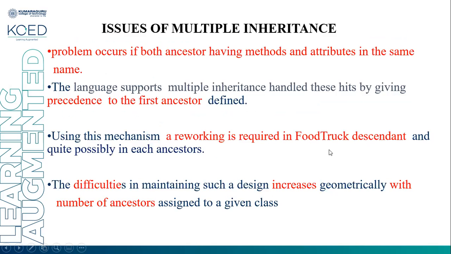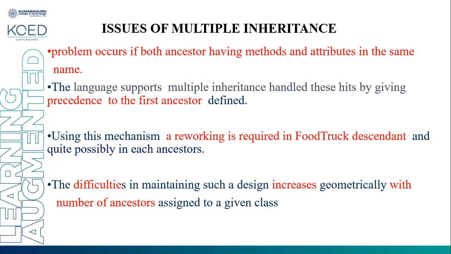Doing a rework is a complicated process. The difficulties in maintaining such a design increase geometrically with the number of ancestors assigned to a given class. So this is the problem in multiple inheritance.